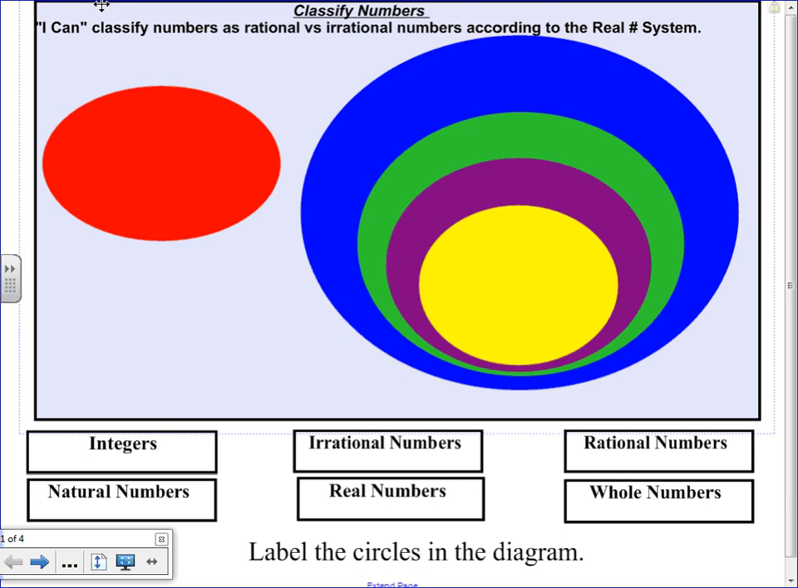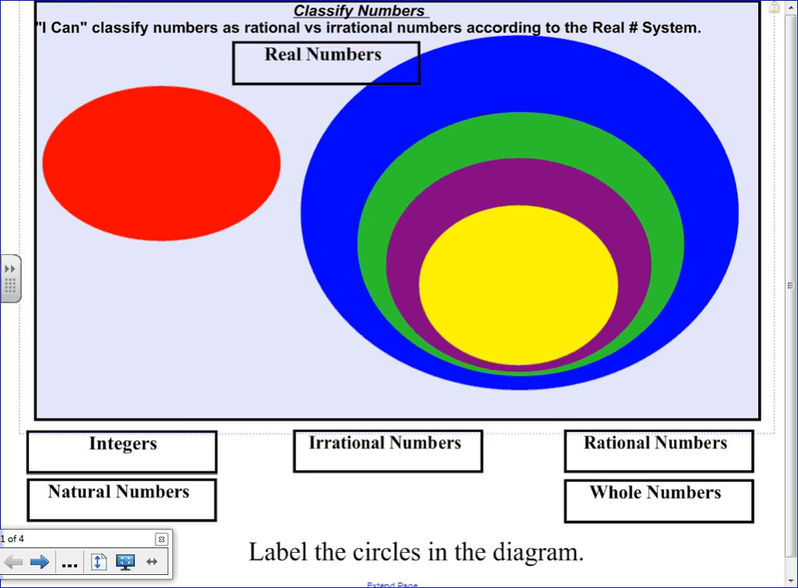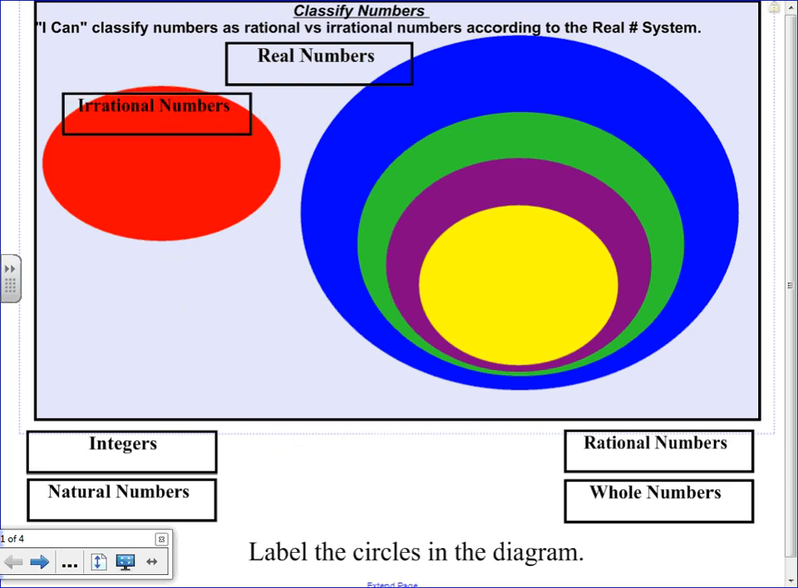All of the numbers together are called real numbers. So on your PowerPoint, go ahead and just write the words real numbers there at the top. From real numbers, we have two categories. One set of numbers is irrational, while the other set of numbers are rational. Let's talk about irrational numbers first.